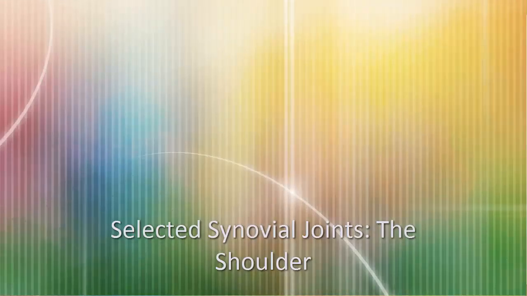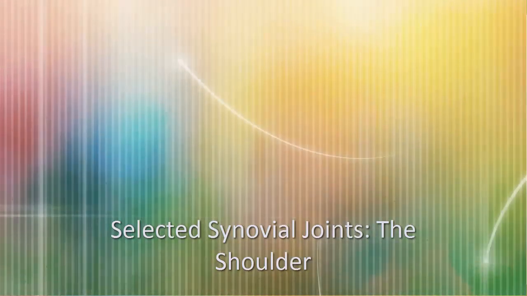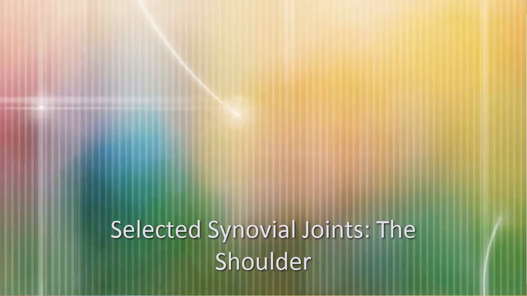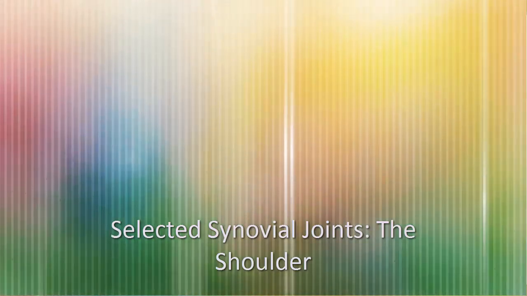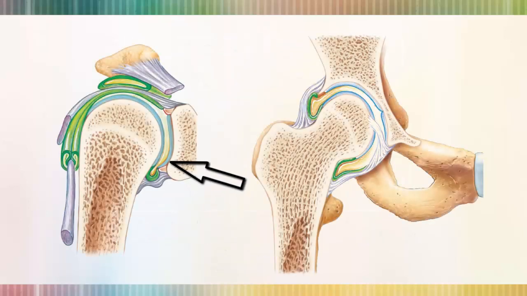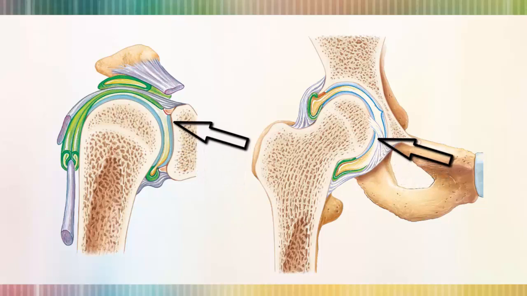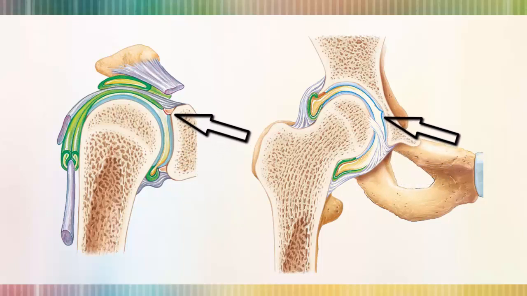Our second joint that we will study is the shoulder joint. Now, the shoulder joint is known as the glenohumeral joint, and it's formed by the coming together of the head of the humerus and the glenoid cavity of the scapula. This is a ball and socket joint. However, the socket portion is rather shallow when comparing this joint to the hip joint, and we can see the difference between the two. The socket of the hip joint is much deeper, and this allows for greater stability at the hip than at the shoulder.